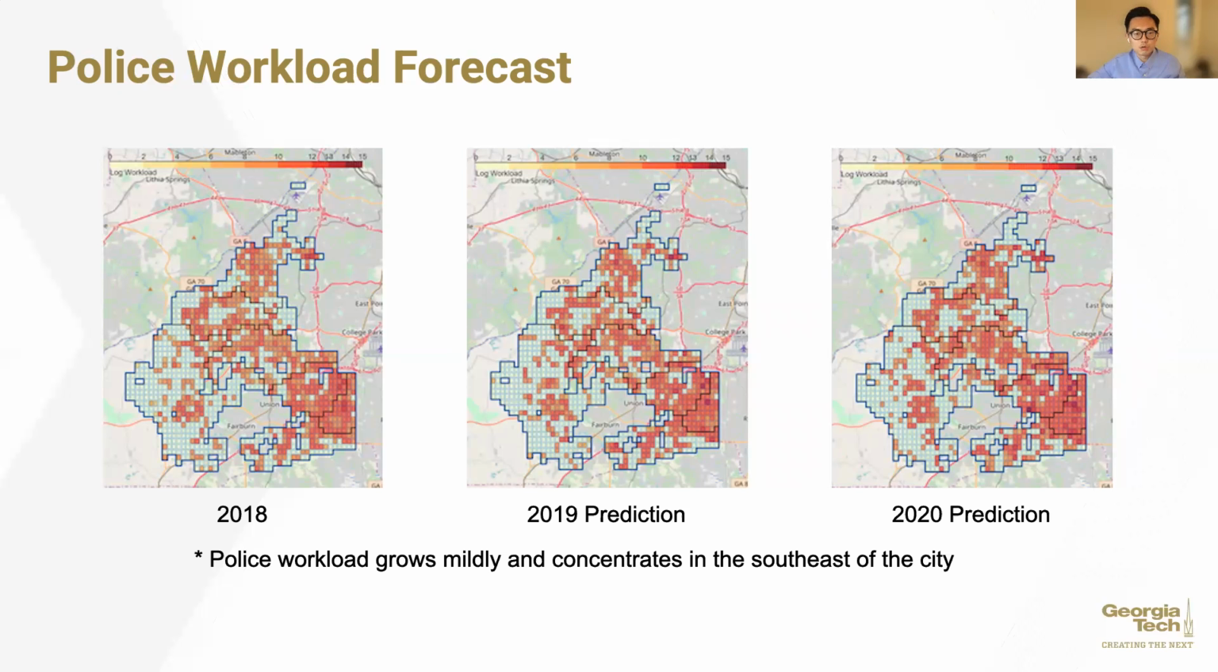Here, we show the workload distribution in 2018 and its prediction in the next 2 years. We can observe that total police workload grows mildly while concentrating in the southeast of the city. Due to the increasing growth of South Fulton and urban sprawl, this trend is certainly leading to a police workload imbalance.